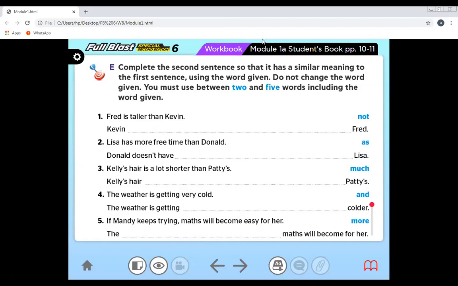Who knows the answer? Yes, Jasmine. Do you know the answer? Fred is taller than Kevin. You will start with Kevin and change the sentence into negative. Jasmine, do you know the answer? You raised your hand. What is the answer? Jasmine, do you know the answer?